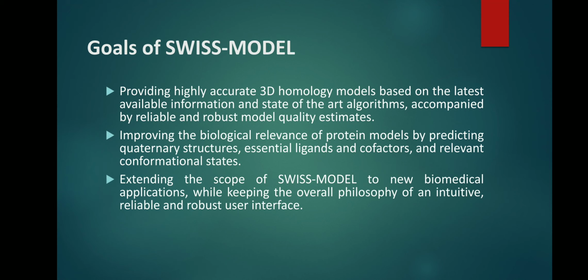Goals of Swiss model are providing highly accurate 3D homology models based on the latest available information and state-of-the-art algorithms, accompanied by reliable and robust model quality estimates, improving the biological relevance of protein models by predicting quaternary structure, essential ligands and cofactors, and relevant conformational states, extending the scope of Swiss model to new biomedical applications while keeping the overall philosophy of an intuitive, reliable, and robust user interface.